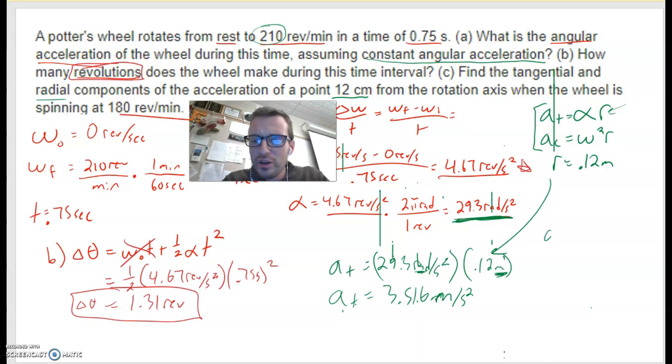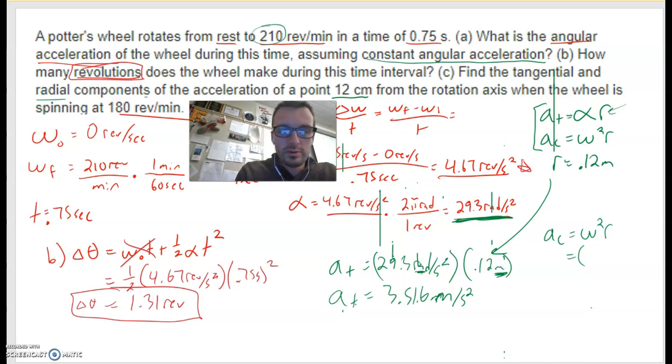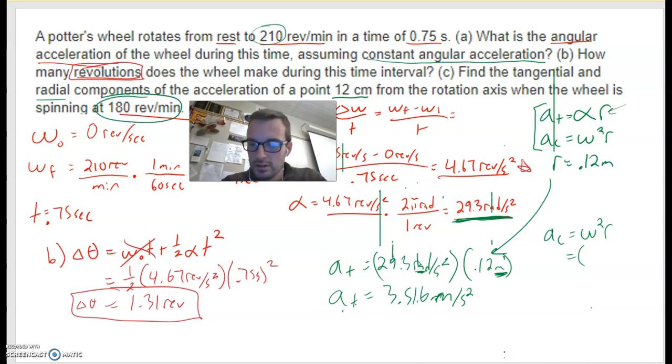Now, as far as the radial component, well, what they really mean is a_c, or the centripetal acceleration, which is omega squared r. And so for that one, you can go ahead and plug in your values. In this case, the omega is the speed that we're currently going at, that's where this 180 comes in, right? And so just a real quick little conversion, 180 revs per minute, you're going to want to change that into radians per second. So we actually have two steps here, right? We're going to do 1 rev is 2 pi radians, and we're going to do 1 minute is 60 seconds.